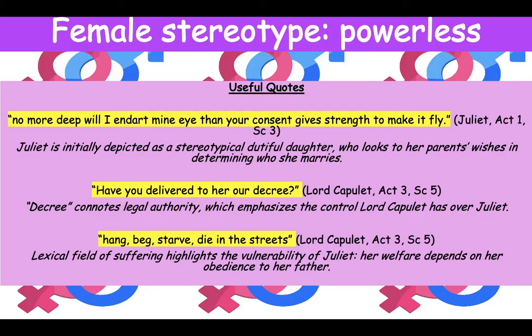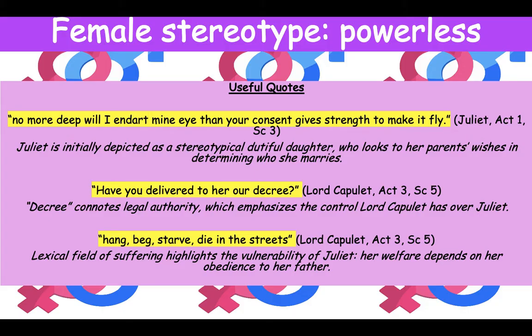So you might even call this dramatic irony. And look at the way he changes so quickly. Remember at the beginning of the play he says she's the hopeful lady of my earth, I worship her, and so on. As soon as she goes against his desires, because she basically says I will not marry, he says hang, beg, starve, die in the streets.